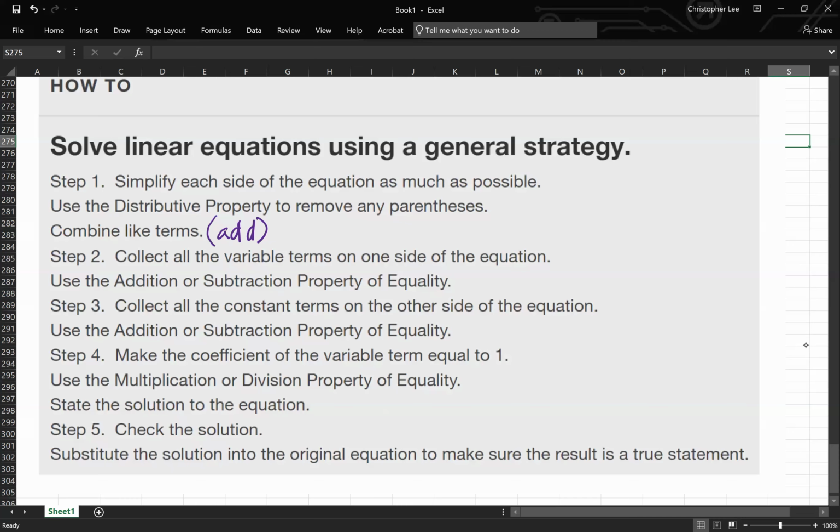Step 5, optional. You can check your solution, right? Checking your solution is good because then you verify that the answer that you got is right. As I said, it's optional to get a question wrong in this class. Up to you, right? Substitute the solution into the original equation to make sure the result is a true statement.